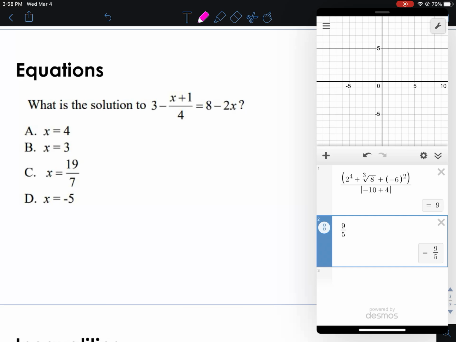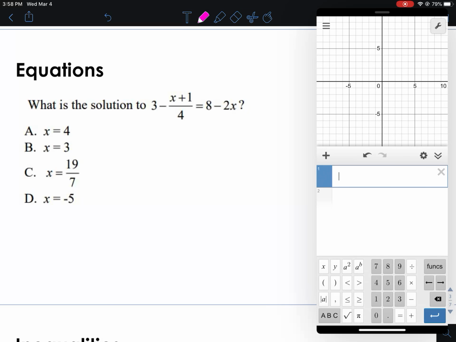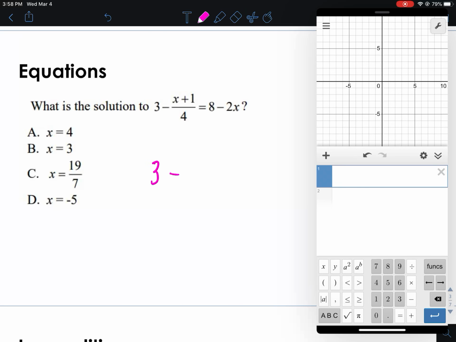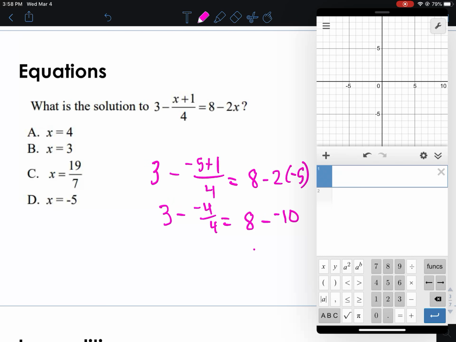All right, so how can it help us with solving equations? This is going to blow your mind. You can solve the whole problem out, and then you could hand plug the answer back in. So if you thought the answer was negative 5, you could plug that back in here and see if the two sides are equal. So that would be 3 minus negative 4 over 4 equals 8 minus negative 10, which would be 18, equals, it's looking like it's a no, plus 1. So it's not going to be negative 5.